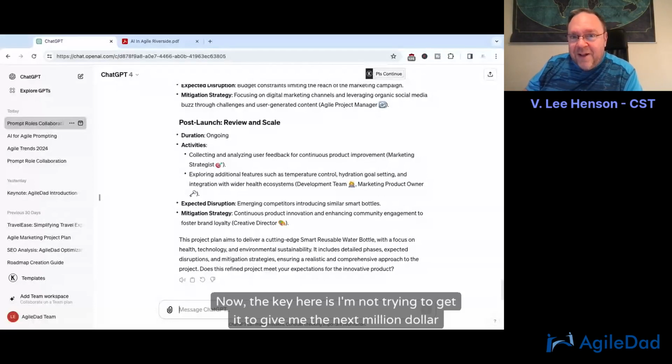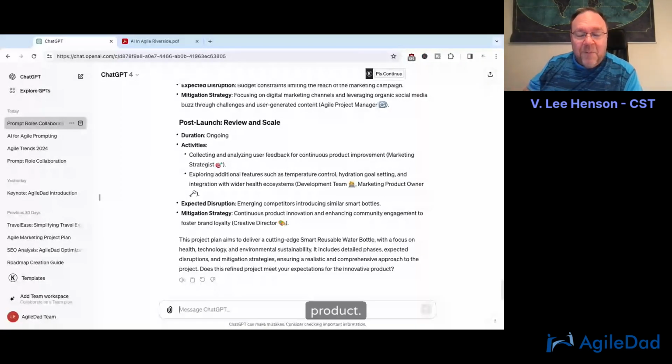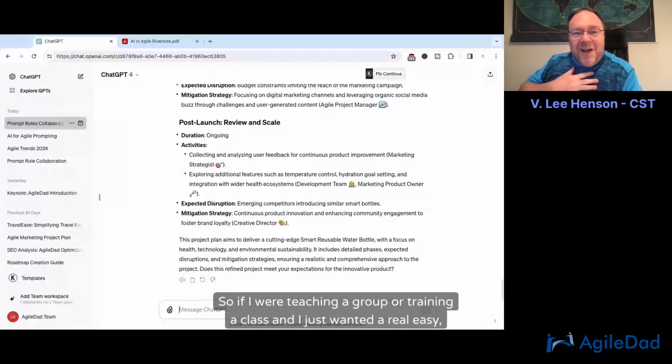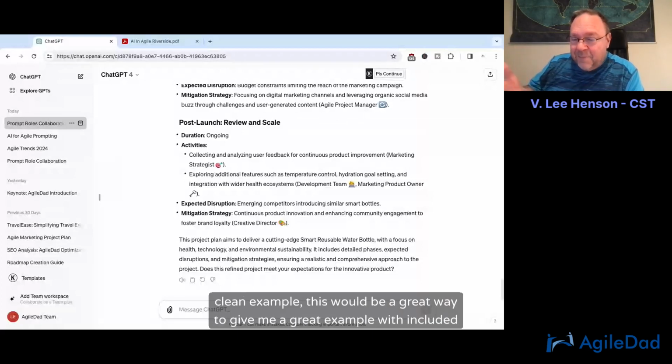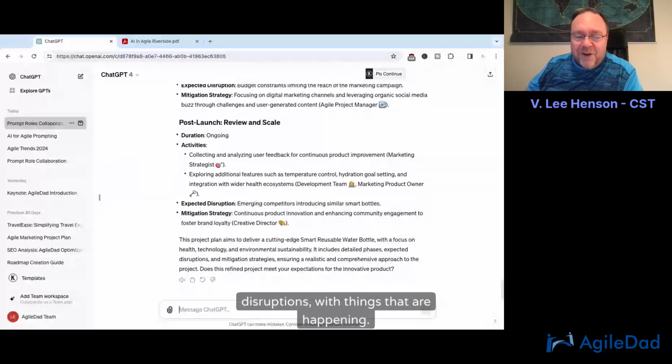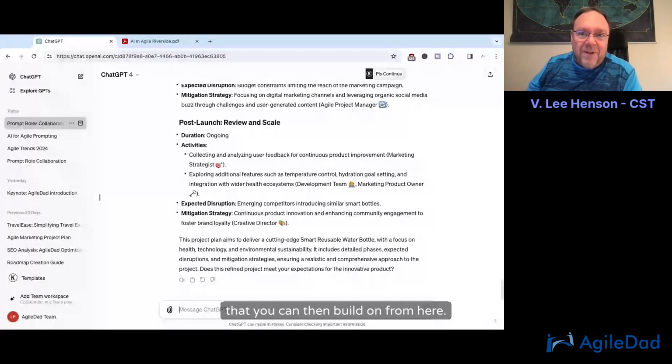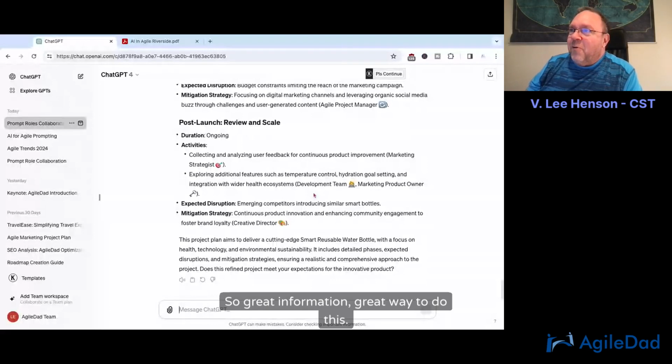Now, the key here is I'm not trying to get it to give me the next $1 million product. What I am trying to tell it is, give me an example that we can use. So if I were teaching a group or training a class and I just wanted a real easy, clean example, this would be a great way to give me a great example with included disruptions, with things that are happening. This is just a great example of how to leverage chat to get good information that you can then build on from here. So great information, great way to do this.